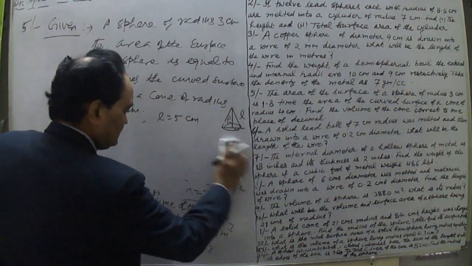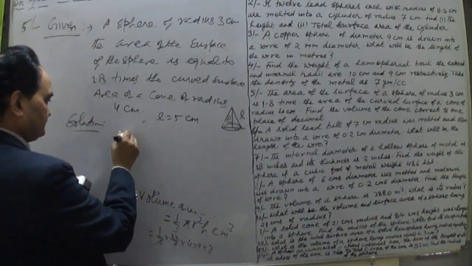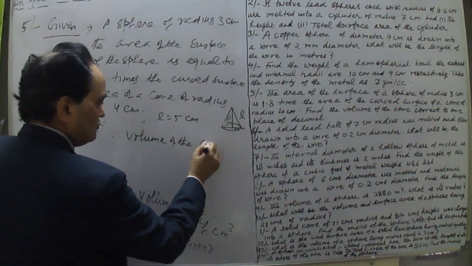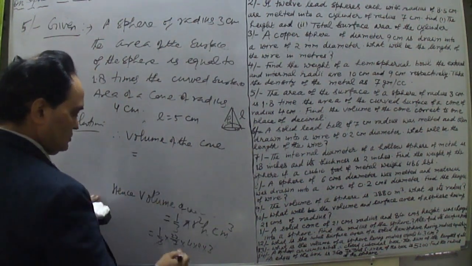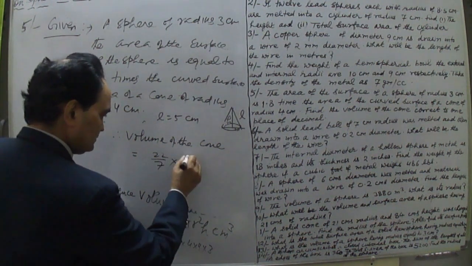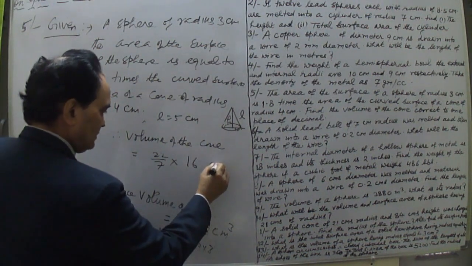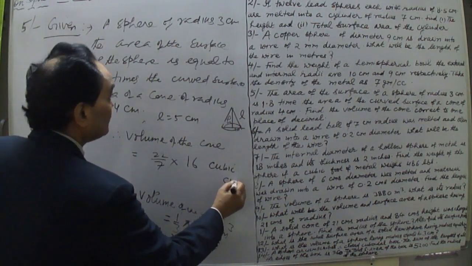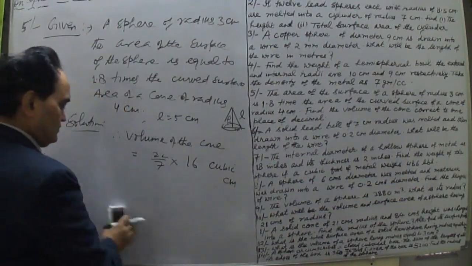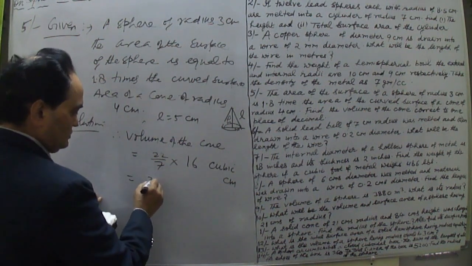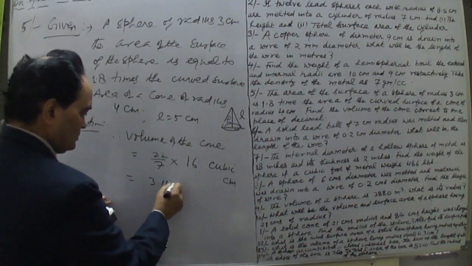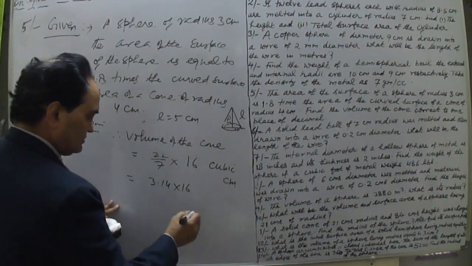So let me write it here. Therefore, volume of the cone is equal to 22/7, into 4 into 4, which is 16 cubic centimeter. This is cubic centimeter because it is given in centimeter here. Now this is the volume, but for this let me multiply. 22/7 can be written as 3.14, into 16. Let me multiply this now.